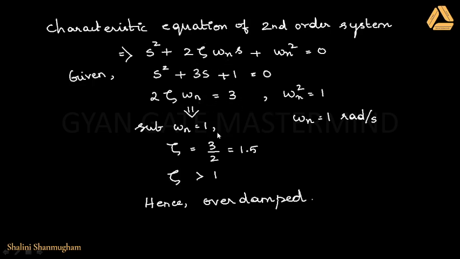We know that omega n square is 1. By substituting omega n, we can find that psi is 1.5, which is greater than 1. So we can say the system is overdamped. So the answer is overdamped.